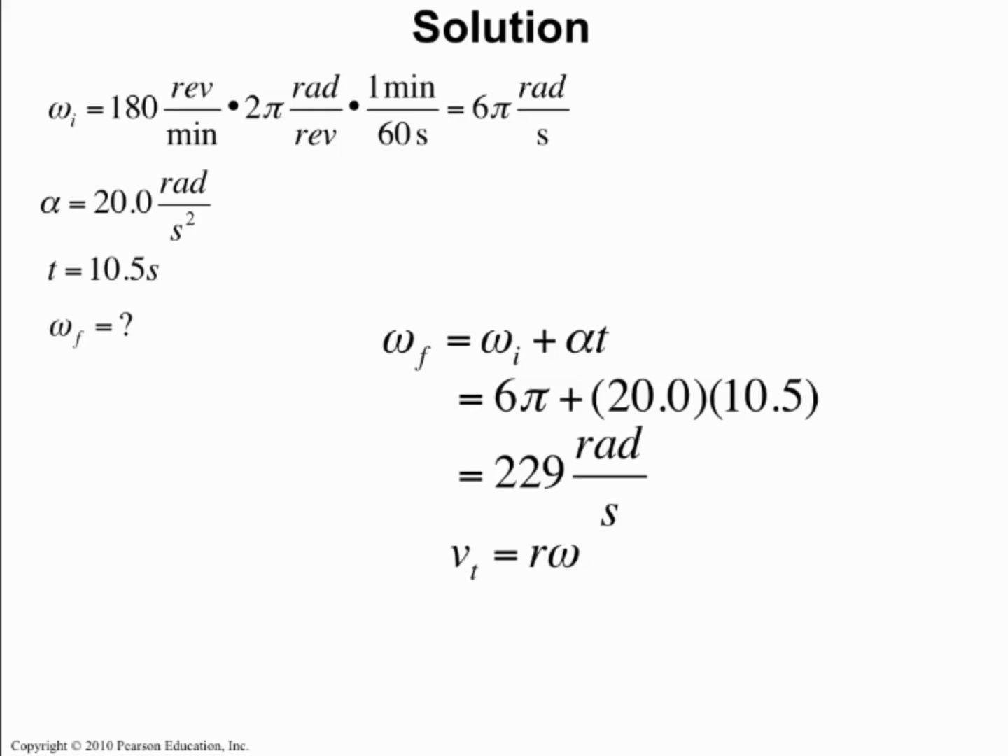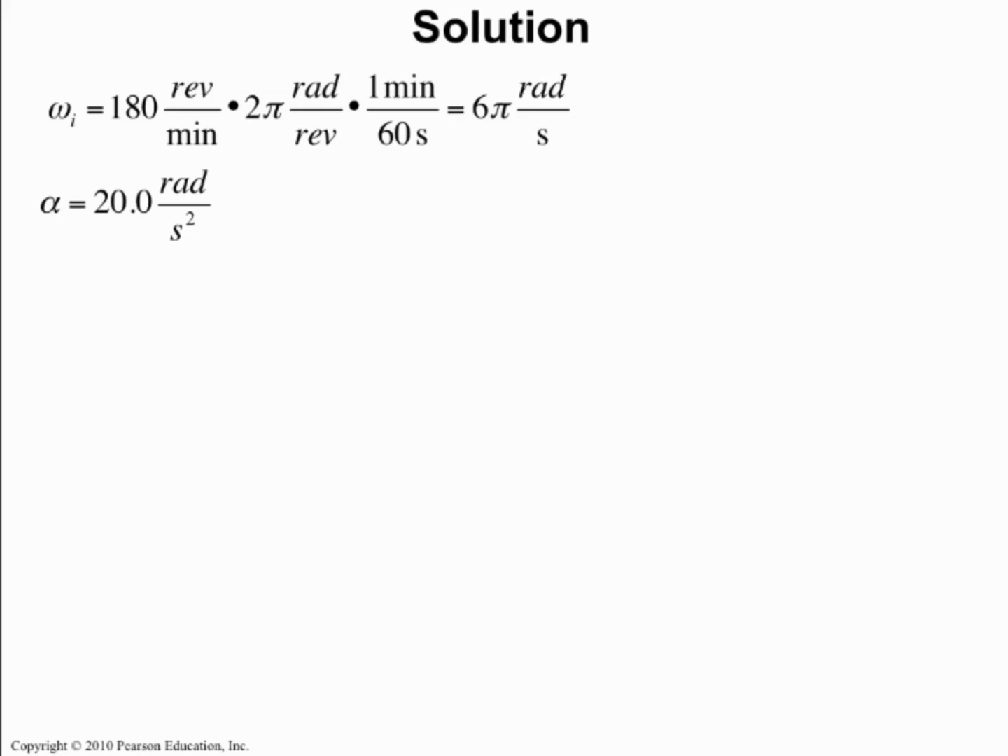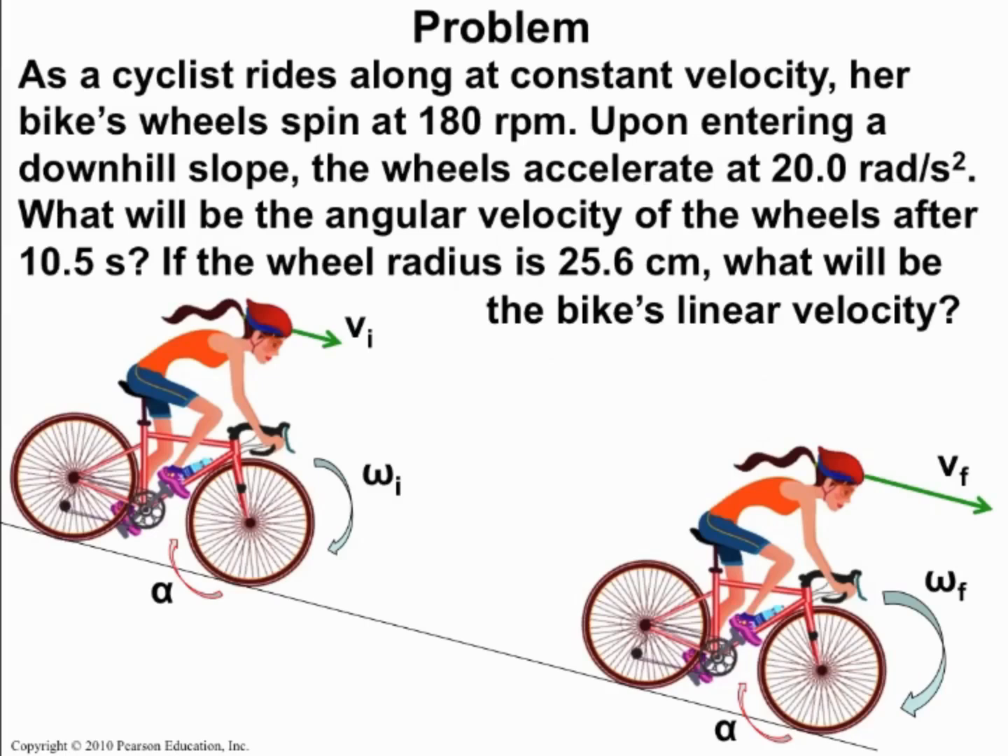Now the last question is, what is her linear velocity? Now, recall that a wheel basically transforms angular velocity into linear velocity, because at the outer edge of a wheel, there's a tangential velocity, and that translates into an overall linear velocity. Now I'm going to quickly go back to the diagram just to explain what I mean by that a little bit more. And here's what I mean by that.